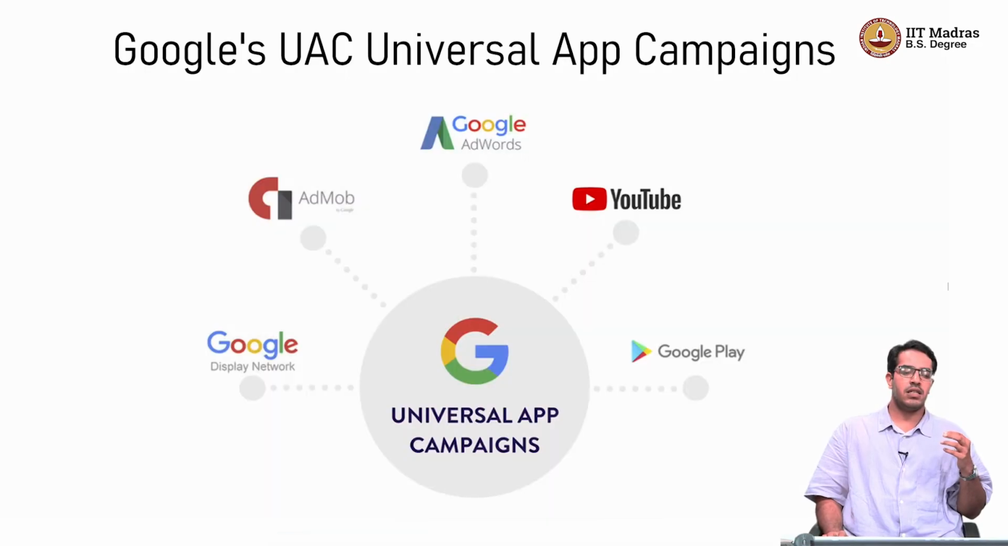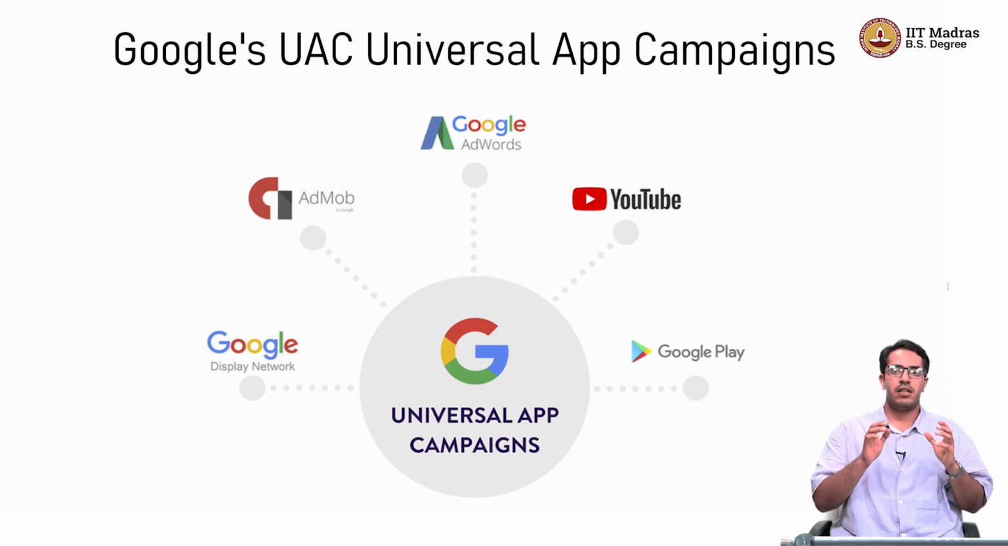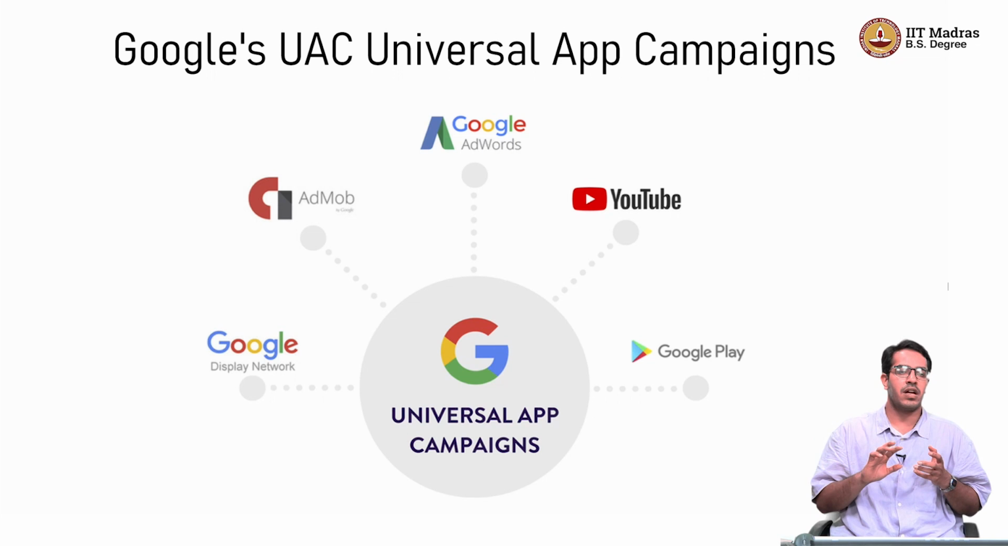Now, next up is Google's UAC. Now, UAC is Universal App Campaigns, and this is one of the best ways to find new users for your mobile app. Now, UAC is an automated ad type in Google Ads that helps advertisers generate more app installs and drives in conversions. Now, what Google does is Google uses ML, that is machine learning, to show the most relevant ads to the most relevant target audience and help you reach the highest conversion rates possible for your campaign.